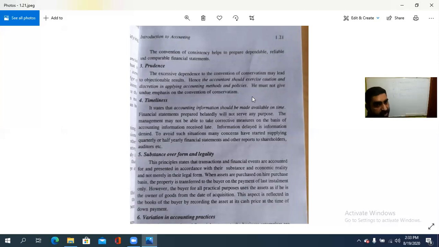What is prudence? Excessive dependence on the convention of conservatism may lead to objectionable results. That is, accountants should exercise caution and discretion in applying the methods and policies.